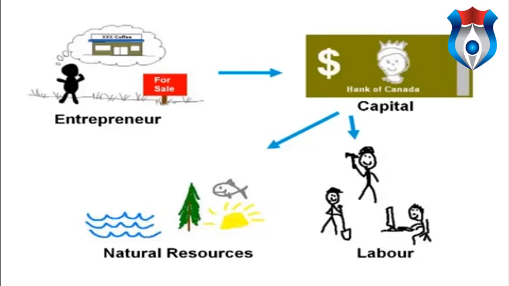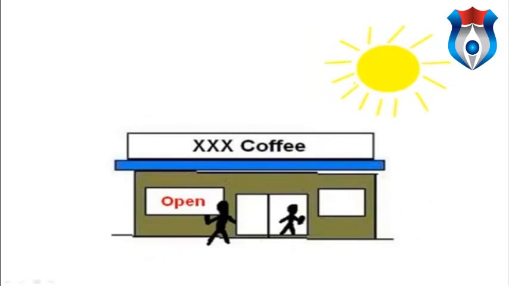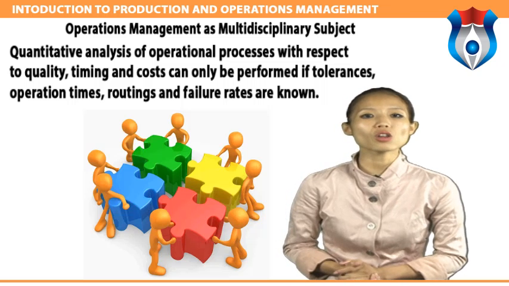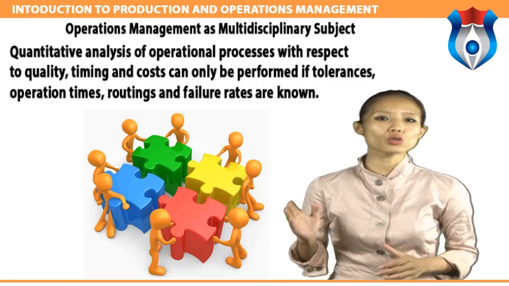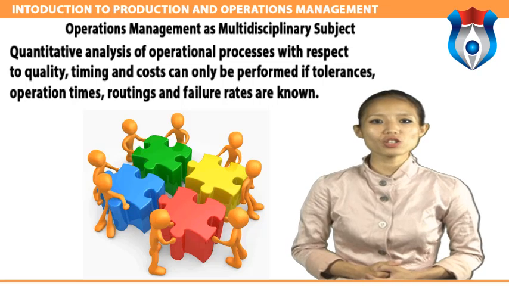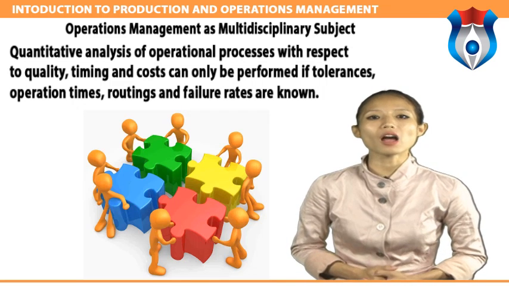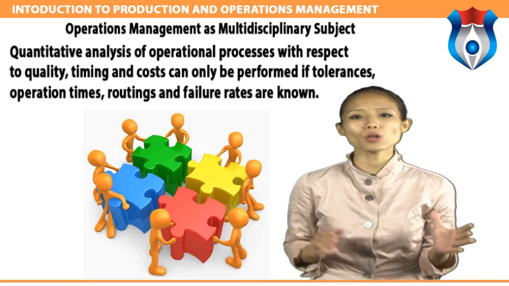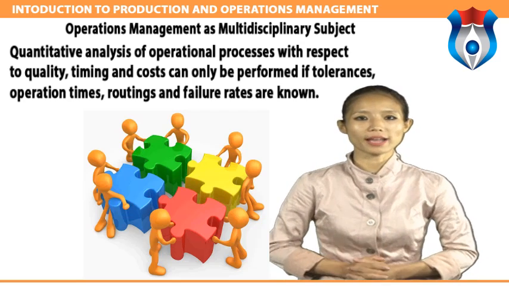Factors of production include entrepreneurs, capital, labor, and natural resources. Any business that's going to operate must have access to these four factors of production. If the business is able to access these four factors of production, it may be able to operate as a profitable business. Quantitative analysis of operational processes with respect to quality, timing, and cost can only be performed if tolerances, operation times, routines, and failure rates are known. Operation management deals with organization and people working in organization.